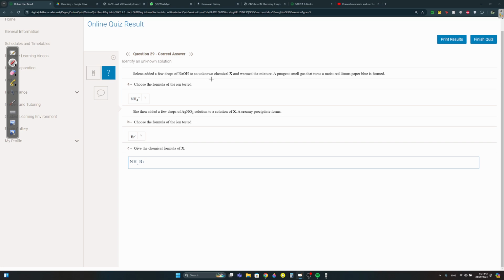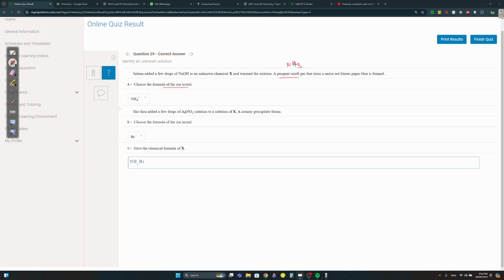Selena added a few drops of NaOH to an unknown chemical X and warmed the mixture. After she warmed it, a pungent smelling gas that turns moist red litmus paper blue is formed. What is the formula of the ion tested? Listen, we got a pungent smell. Pungent smell means NH3, ammonia.